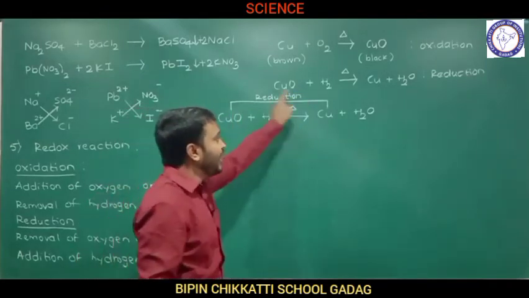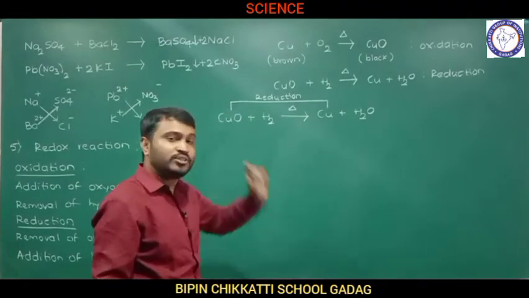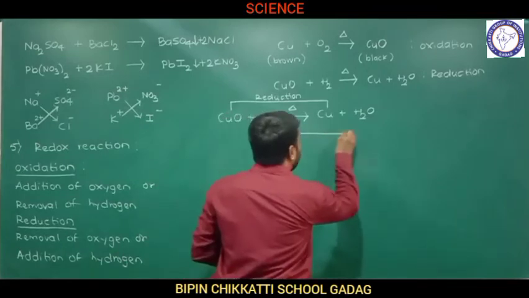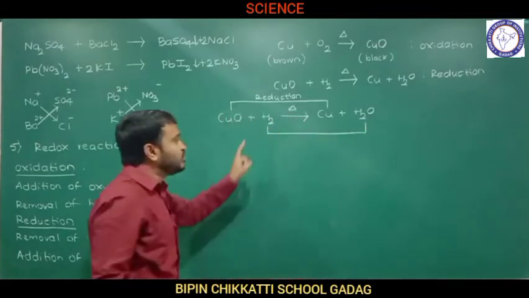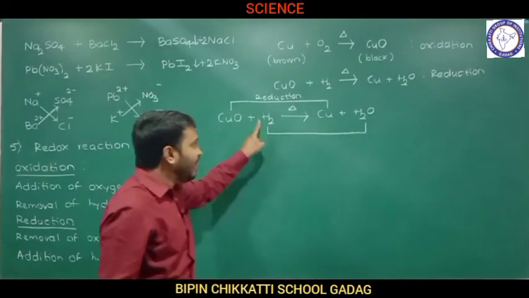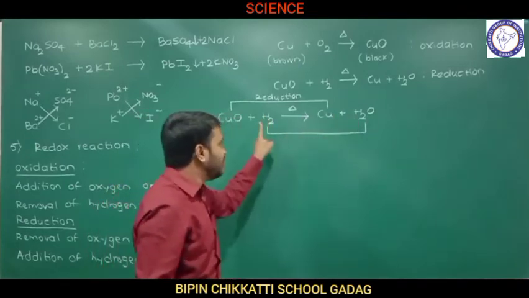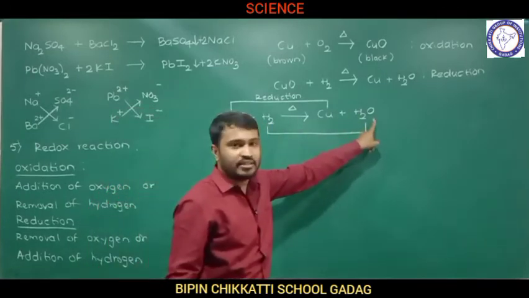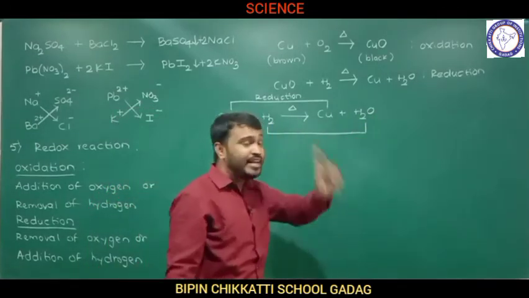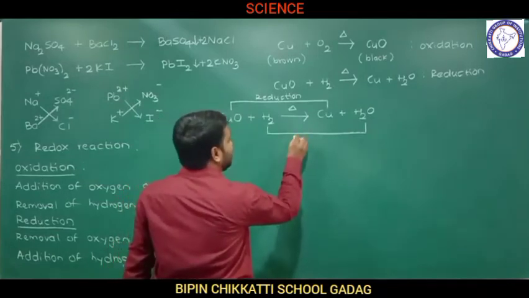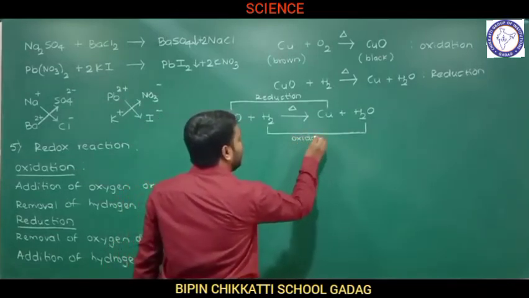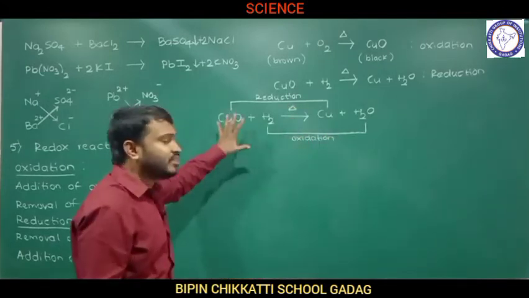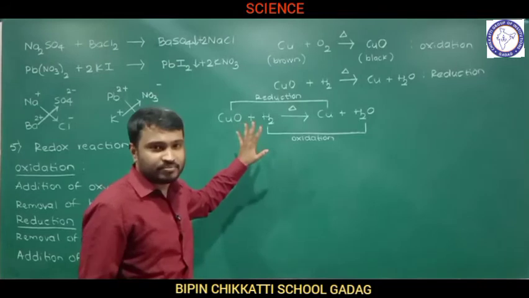Since we have reduction, there should be oxidation also. What is that? Let me explain. I am going to consider hydrogen and water. If you observe hydrogen and water here, what is the main difference between these two? Oxygen we don't have here, but we have oxygen here. Oxygen has been added. Addition of oxygen, what do we call it? That we call oxidation. So in this reaction we have oxidation as well as reduction. Therefore I call this reaction a redox reaction.